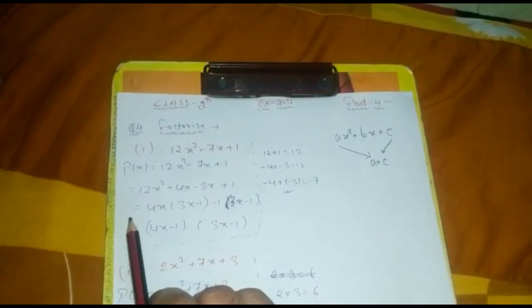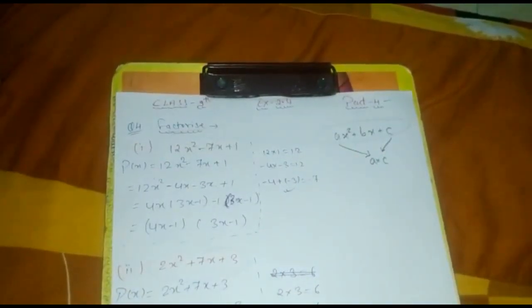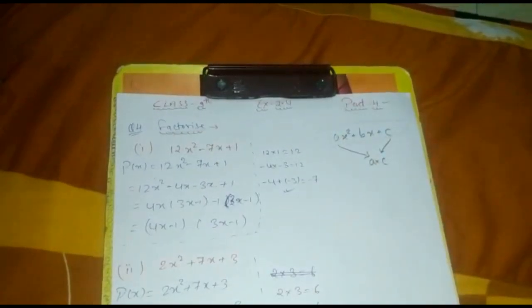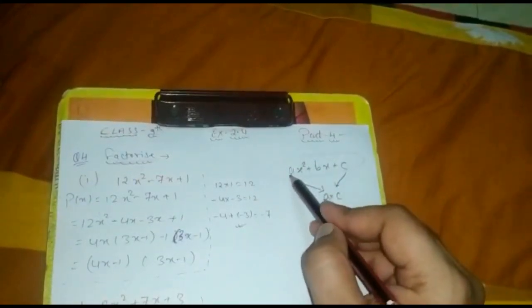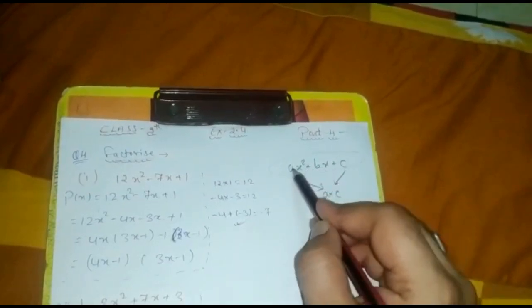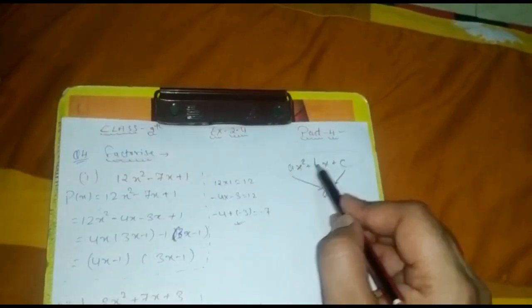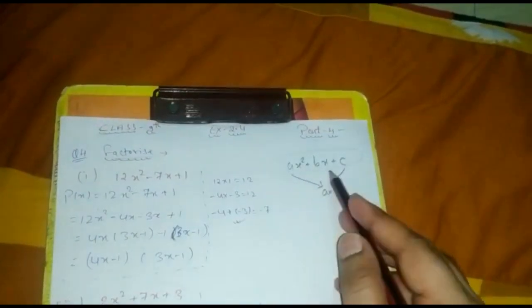How will this type of question be solved? Let us discuss this concept. These are middle term splitting questions. If a quadratic equation is, quadratic means what? The highest power of the variable is 2. So let us consider an equation ax square plus bx plus c, where a is the coefficient of x square, b is the coefficient of x, and c is the constant term. And we have to split it into two parts.